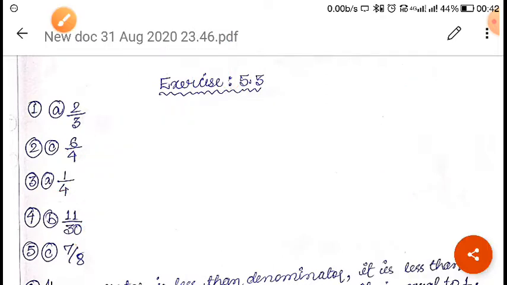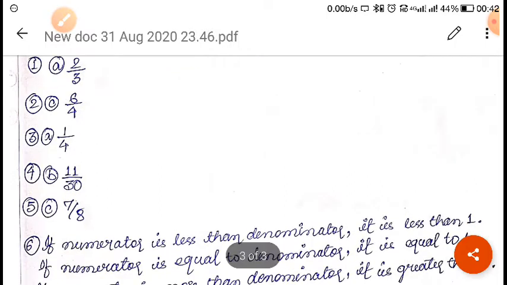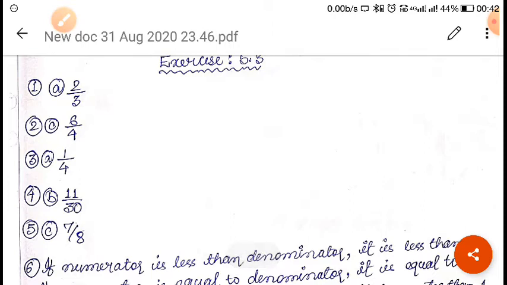Okay, so always keep in mind that if the denominator is bigger than the numerator, then it is a proper fraction, and if the denominator is smaller than the numerator, then it will be an improper fraction. So it was a very simple concept. I hope you have understood this. So now we will start exercise 5.3.